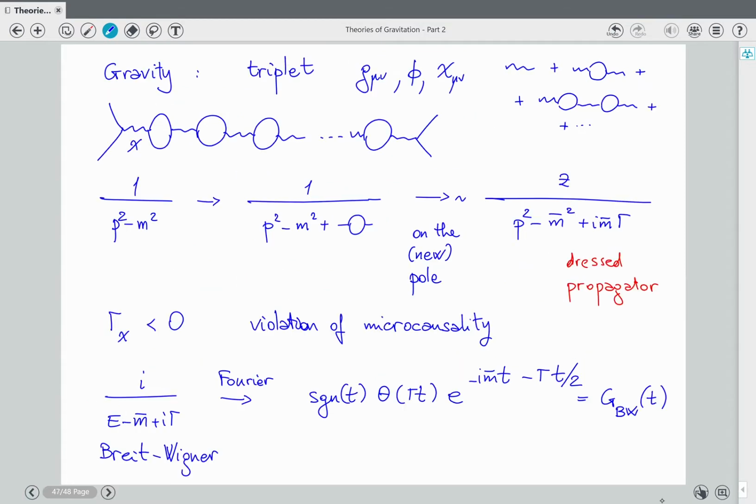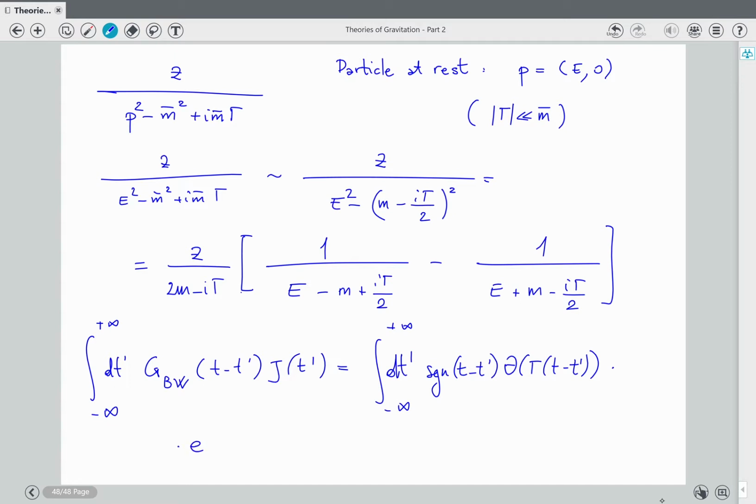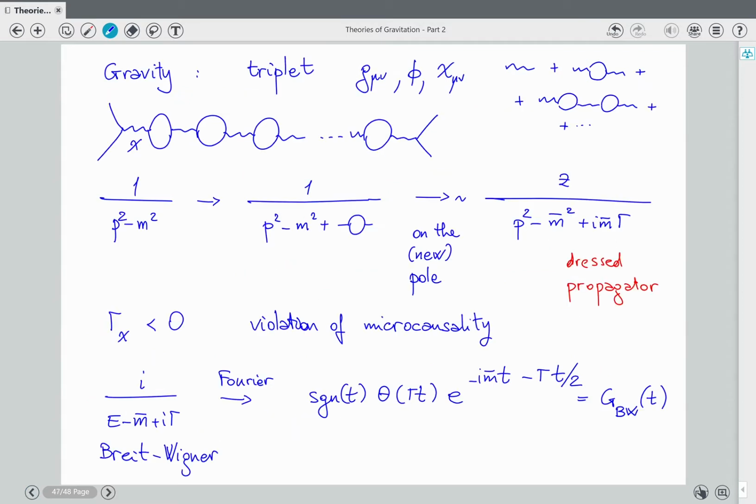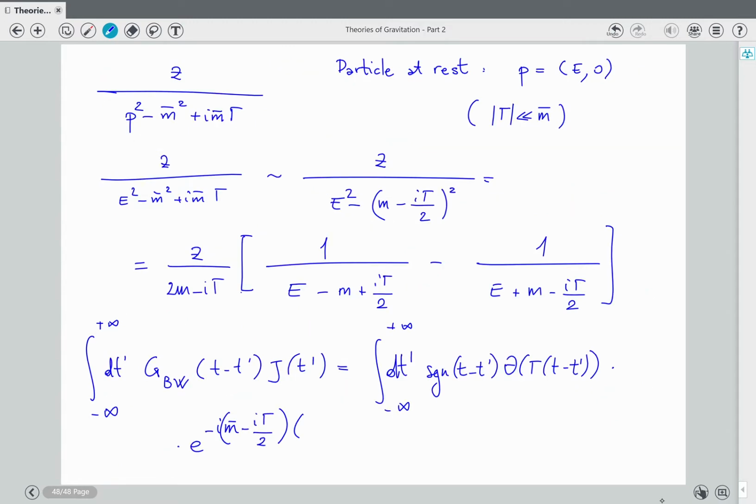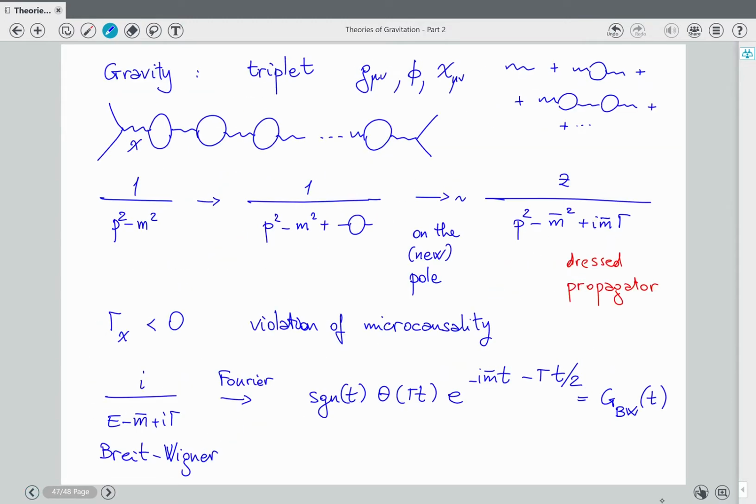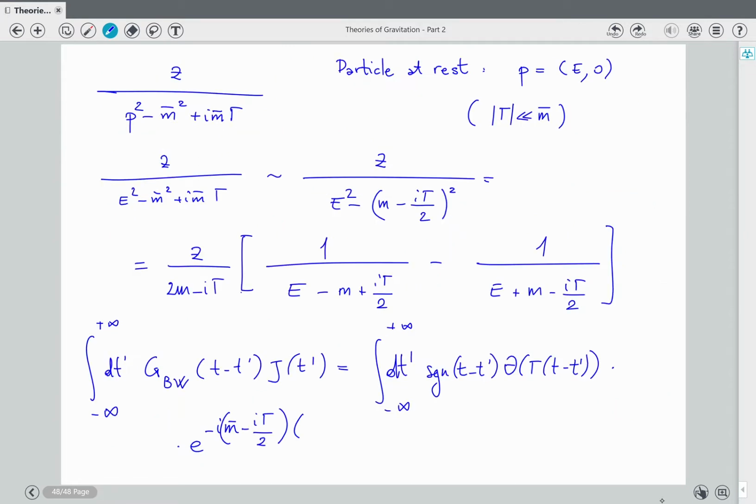then we have e to the minus i m bar minus i gamma divided by 2, minus i is a minus. Okay, it's important to have the right signs here and there. e to the minus gamma t divided by 2, so that is t minus t prime, and then there will be the source j of t prime.